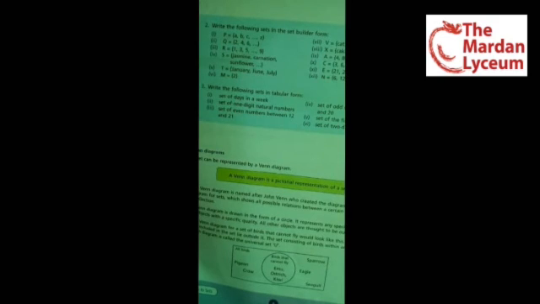Now look at part 3. Write the following sets in tabular form. First, they give you the sets in set builder notation, and you convert them into tabular form. Then they give you some questions again and ask you to write them in set builder notation. And now in part 3 they have given you the descriptive form, and you will write these descriptive forms in tabular notation. So this is very easy.